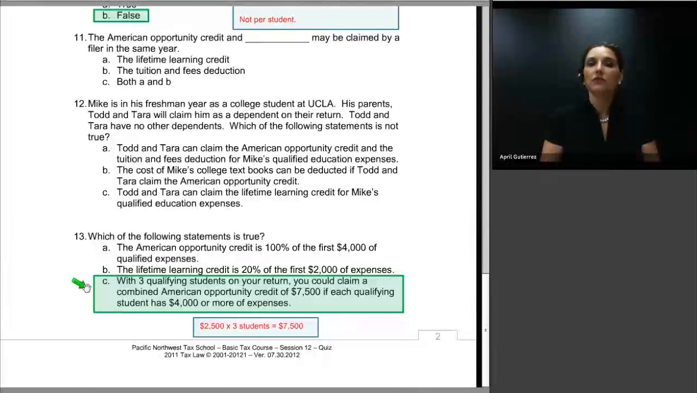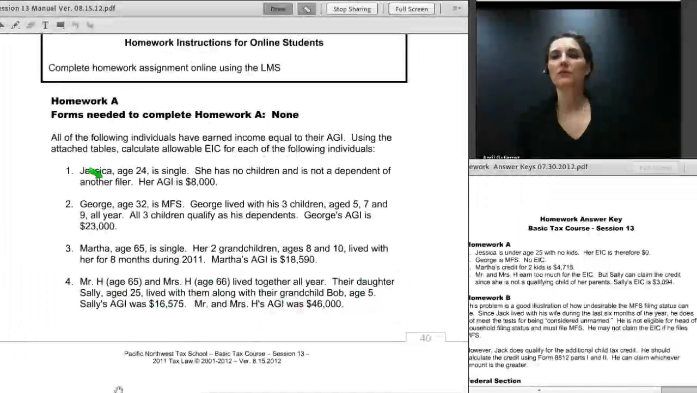So that concludes the review of the Session 12 quiz answer key, and we're going to begin the review of the Session 13 homework answer key.